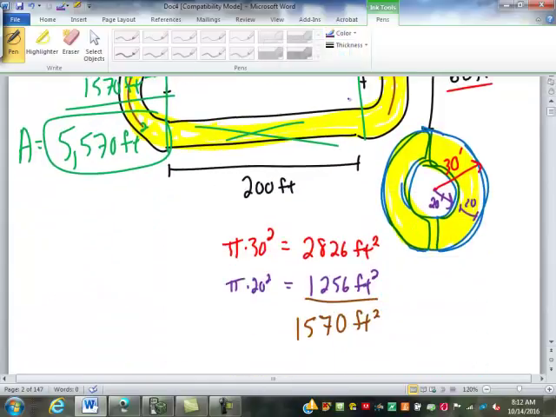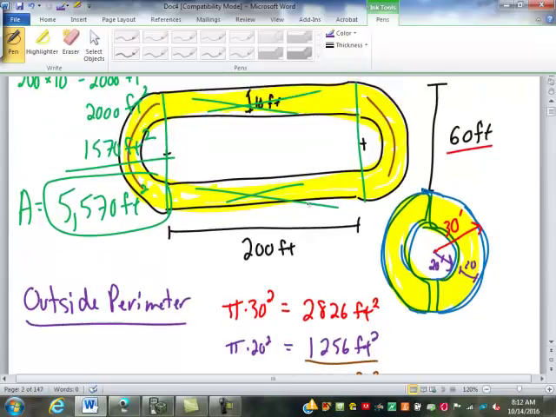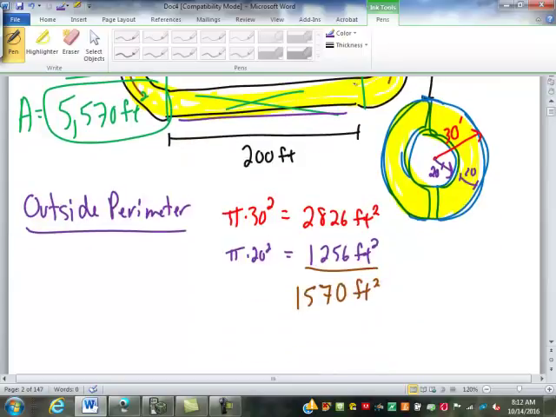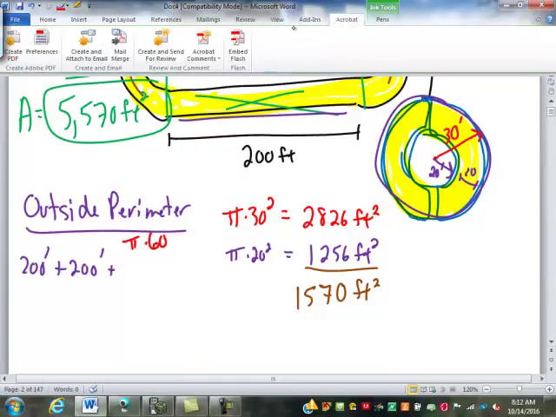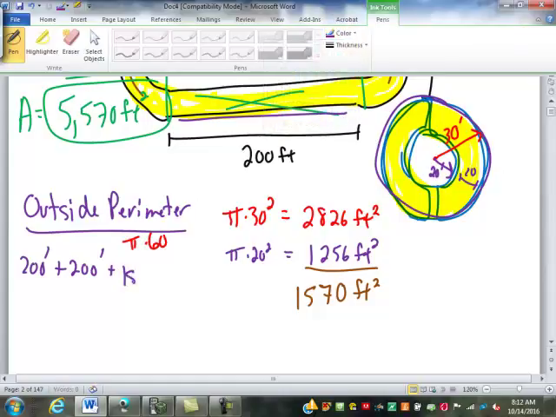So now our perimeter is the same as what we did before. Only I have an outside perimeter and I have an inside perimeter. My outside perimeter, I've got 200 and I've got 200. Plus the circumference of the outside of that, which is pi times 60, right? Otherwise known as 188.4. So that adds up to 588.4 feet of perimeter on the outside.